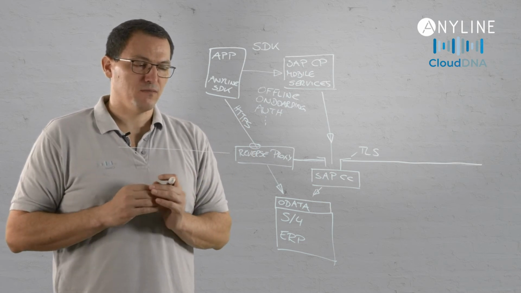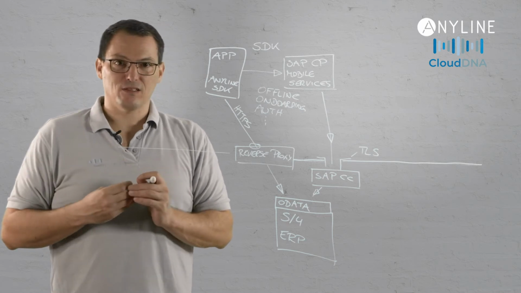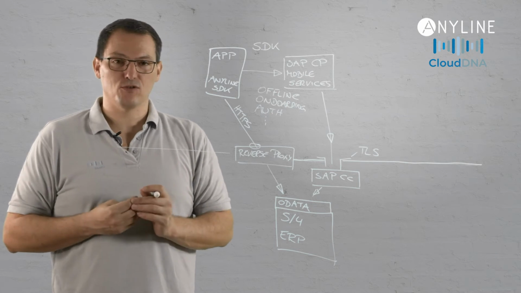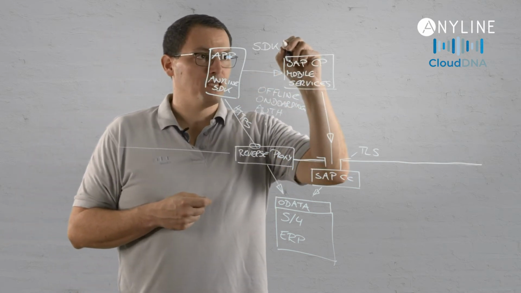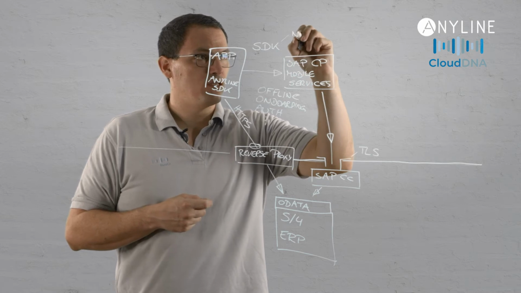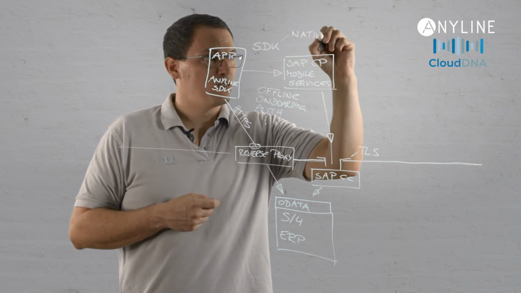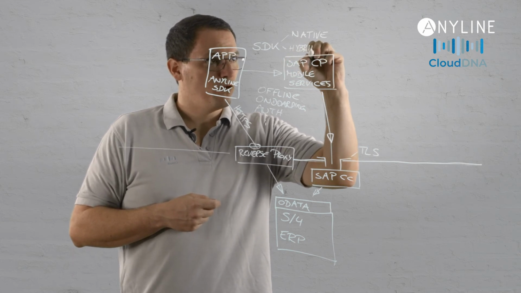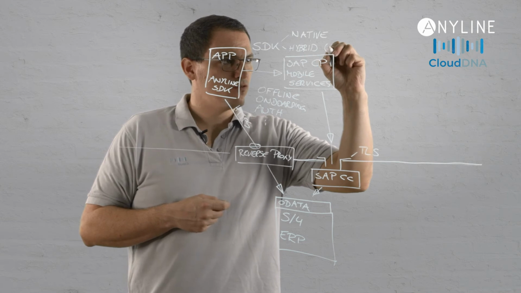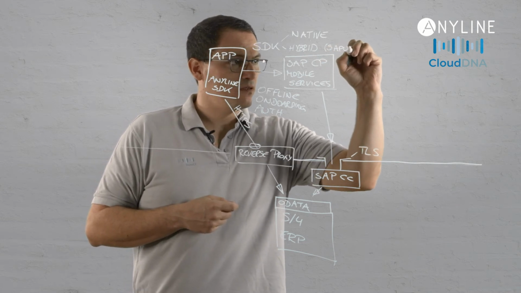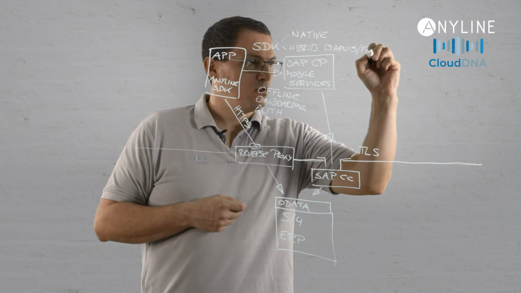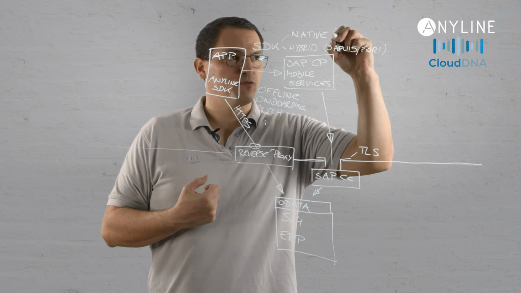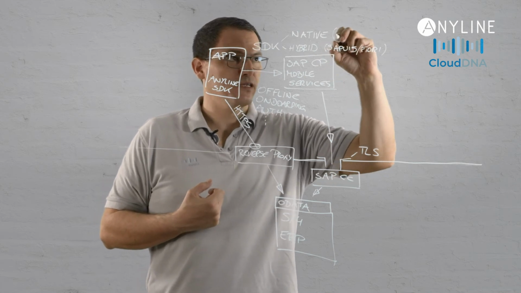So we can use the Fiori standard development, the hybrid development that you've done or maybe will do in the future in your SAP systems. Which means from the SDK point of view, we have two different options that we can use with Anyline. One is native SDKs and the other one is hybrid SDKs. With hybrid SDKs, you can use, for instance, SAP UI5 or Fiori for developing your applications.